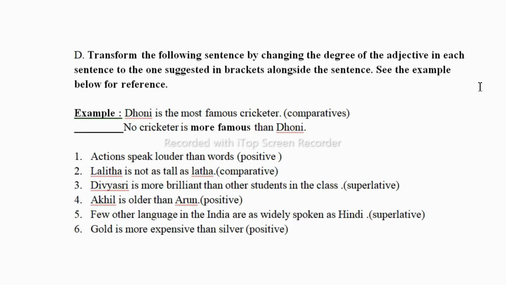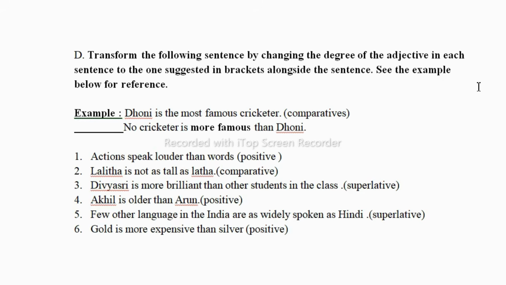So now let's see the last exercise. Here, transform the following sentences by changing the degree of the adjective in each sentence to the one suggested in brackets alongside the sentence. So here they will give you the direction of what you have to do to the sentence. Based on that direction you need to do the changes. So here you can see the example: Dhoni is the most famous cricketer.